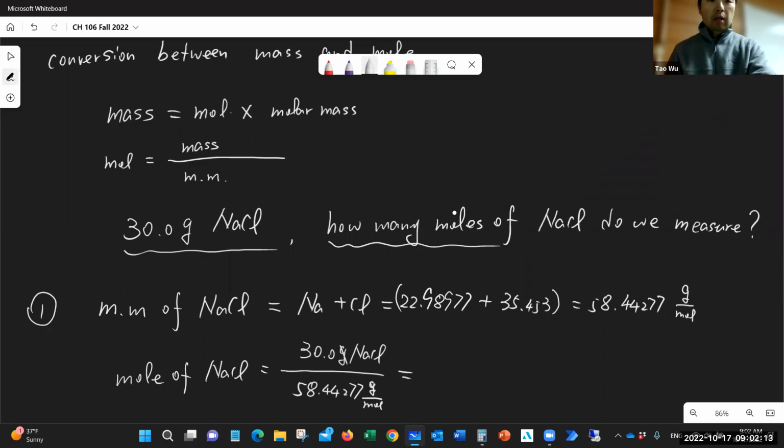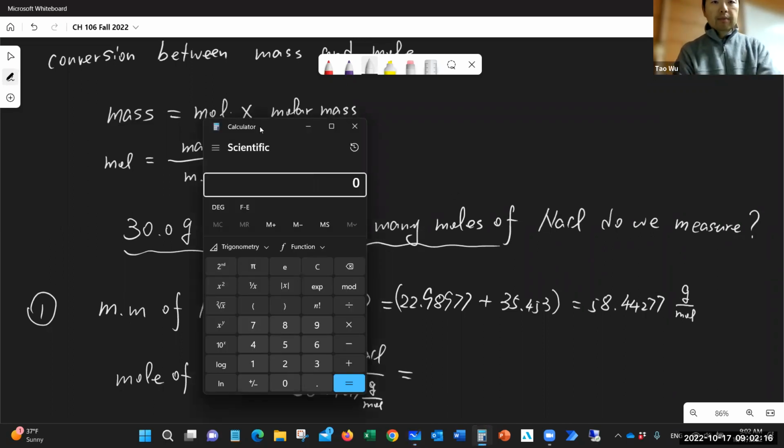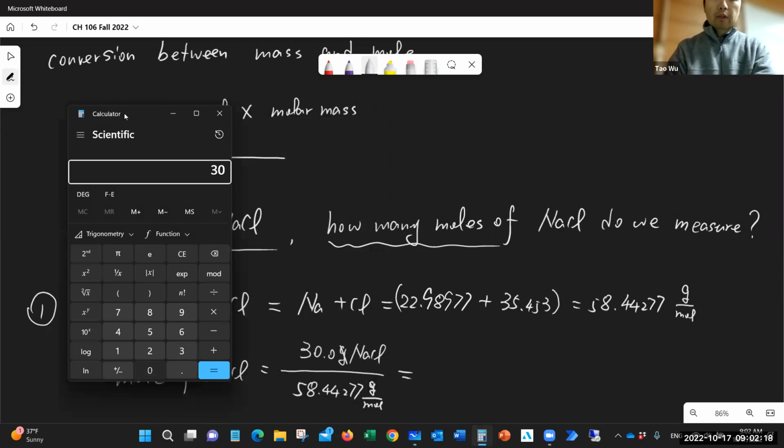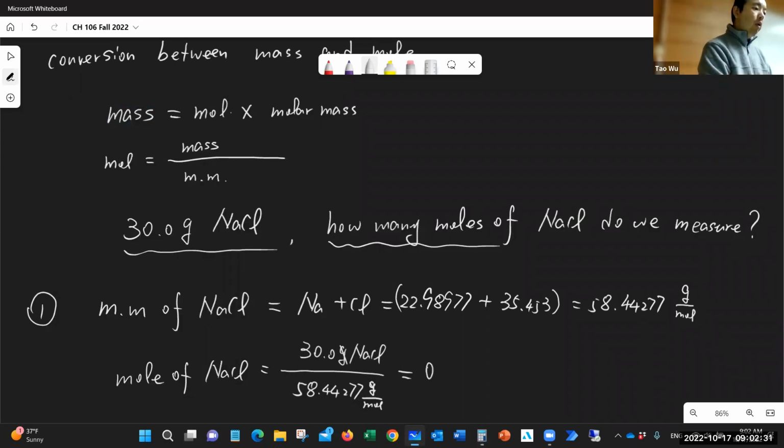So now 30.0 divided by 58.44277 gives you this number, 0.51332, and this unit is in moles. Well, that gives you a mole number, but we haven't finished yet, because we need to look at the sig figs.